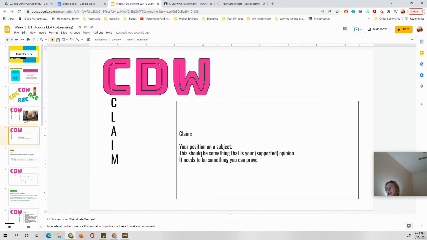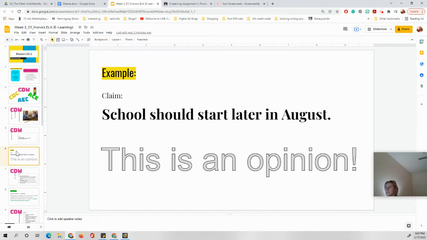This can be something that is supported, okay? This is your supported opinion. This is something that you can prove with what we're going to be talking about next, okay? But remember, if you don't remember anything, a claim is your position on a topic. So this would be like your topic sentence of your paragraph, and it is something that you can support. It's something that you can prove. So let's talk about an example.